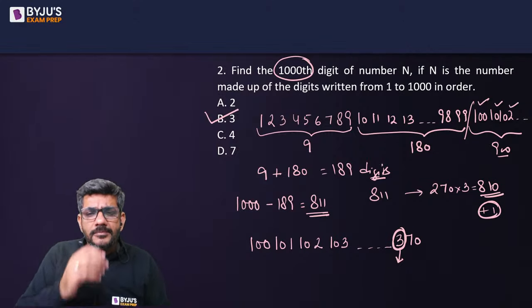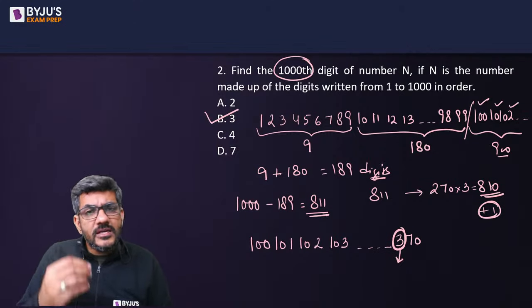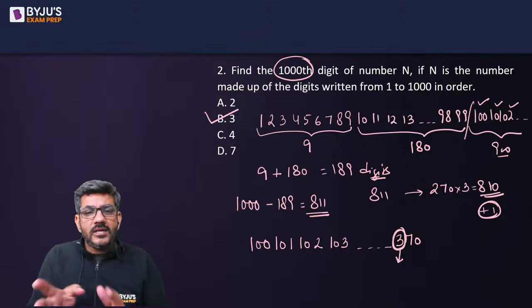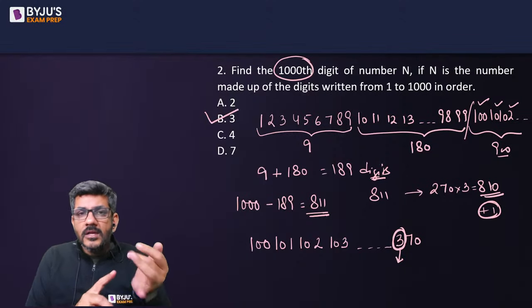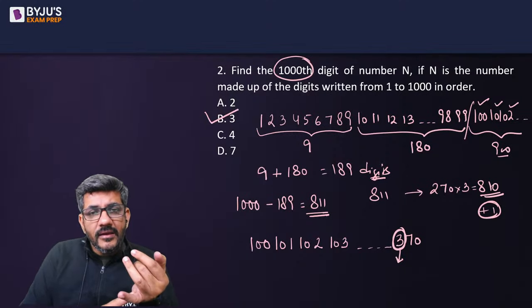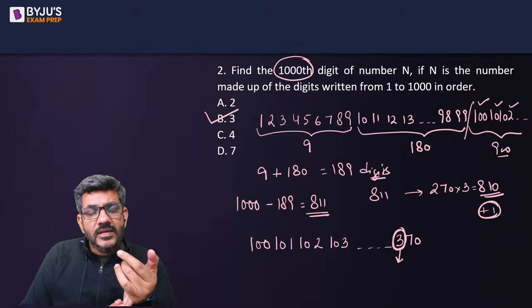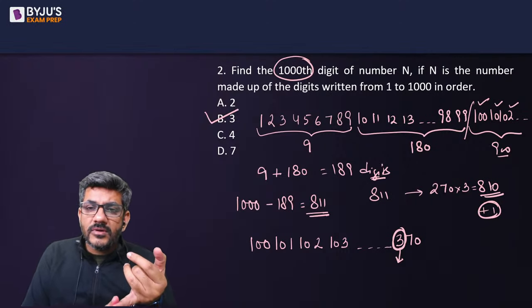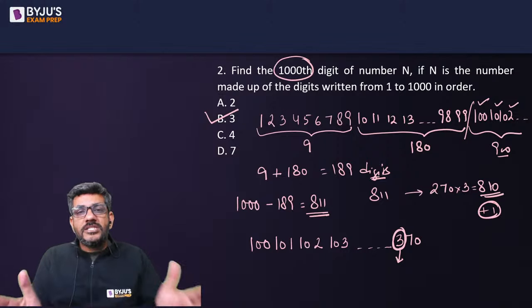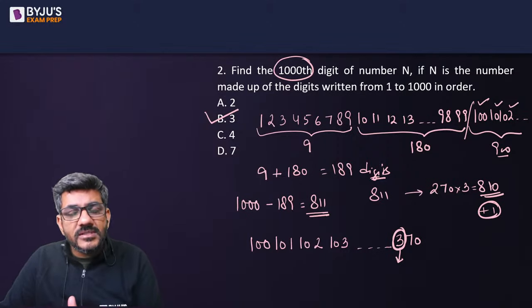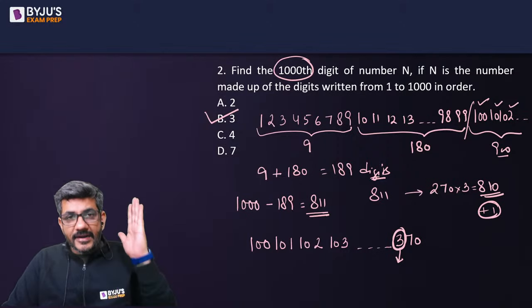After this, even if they ask you the 10,000th or 20,000th digit, I am sure that now you know the method. Count the digits in single digit numbers, count the digits in double digit numbers, count the digits in triple digit numbers. You have to say where you reach 1000. So here in the triple digit numbers 1000 was coming. So I stopped at 99.